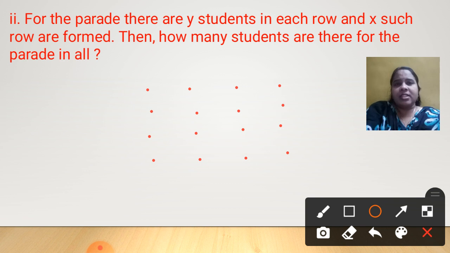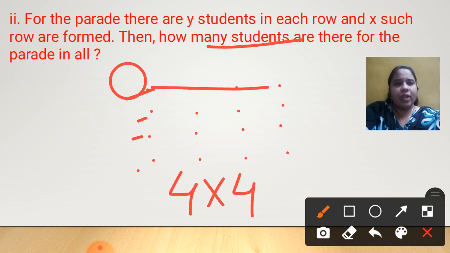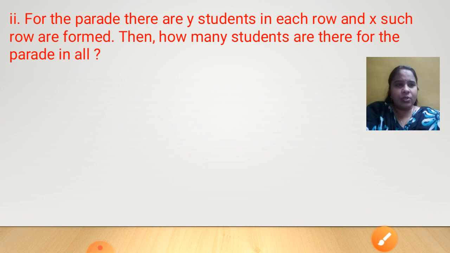And X such rows. How many rows I have made here? I have made 1, 2, 3, 4. 4 such rows. Right? So total number of students in this will be what? Am I going to add like this, 4 plus 4 is 8, plus 4 is 12, plus 4 is 16, or I will simply do 4 into 4? 4 into 4 will be how much? 16. This is a concept to be understood in this sum.